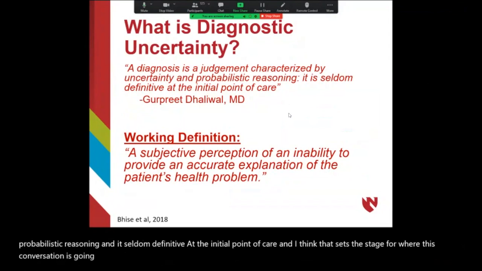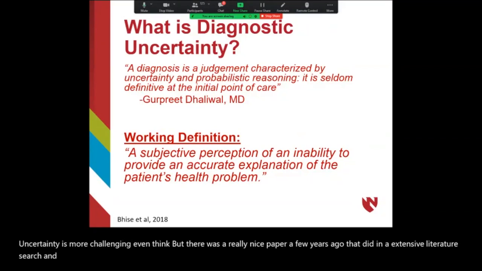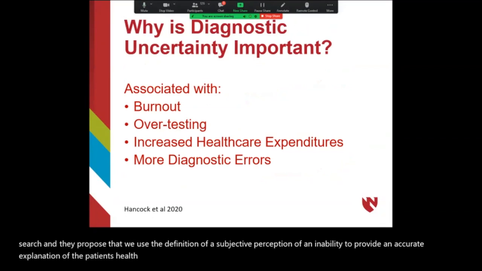It turns out that finding a unified definition for diagnostic uncertainty is more challenging than you would think. But there was a really nice paper a few years ago that did an extensive literature search, and they proposed that we use the definition of a subjective perception of an inability to provide an accurate explanation of the patient's health problem. So why do we care?